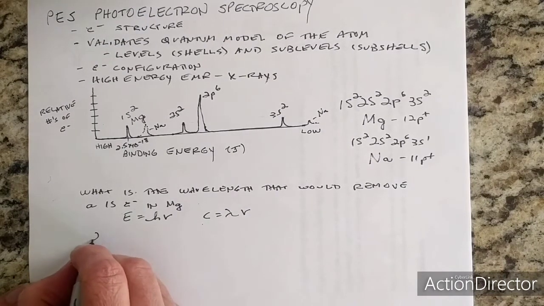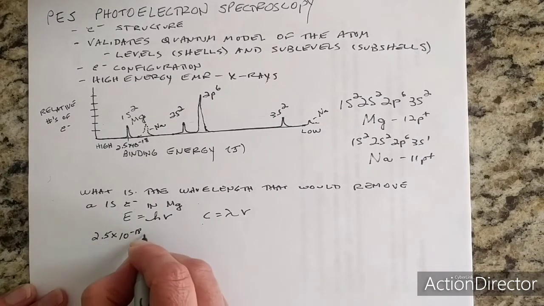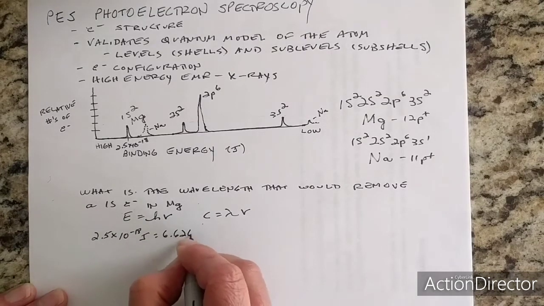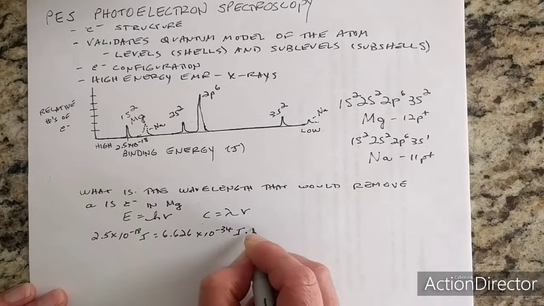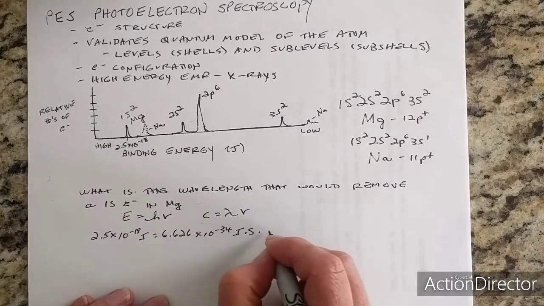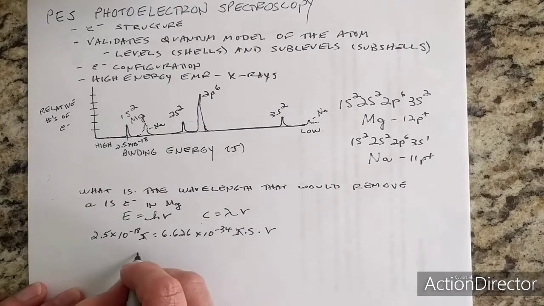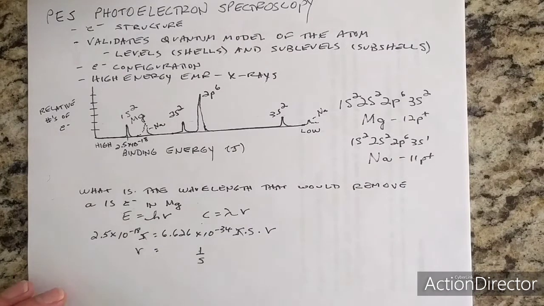So our energy is 2.5 times 10 to the negative 18th joules. h is Planck's constant, 6.626 times 10 to the negative 34th joules times seconds. And that information is on your AP equation sheet, times the frequency. So our unit of joules cancels out, and for our frequency, we'll calculate the number, and our units are 1 over seconds. Frequency is the number of cycles or waves per second.